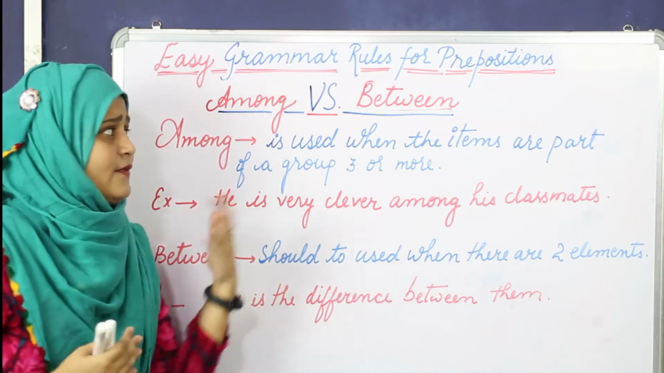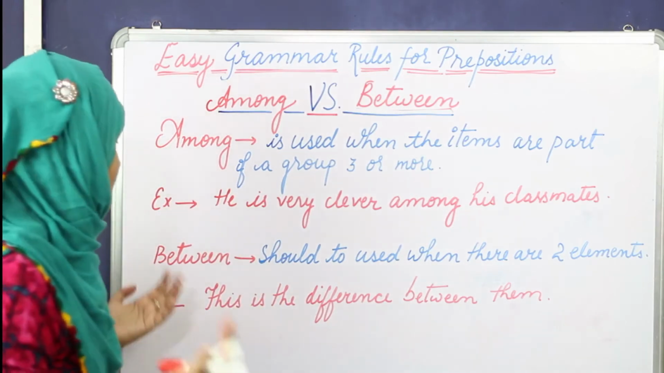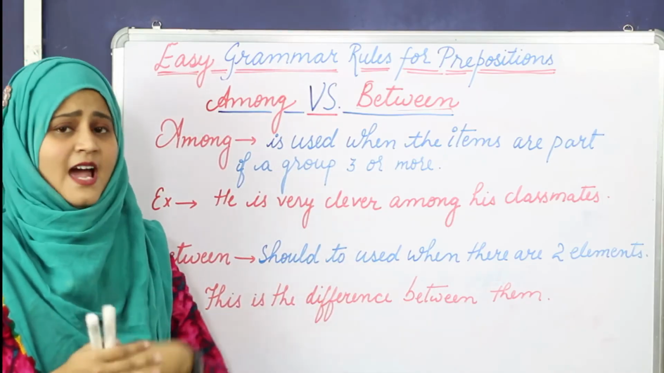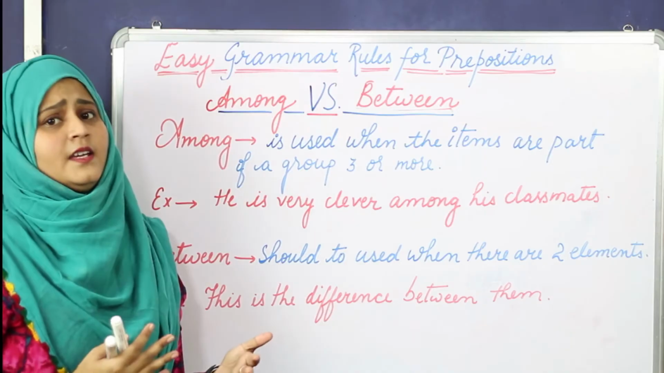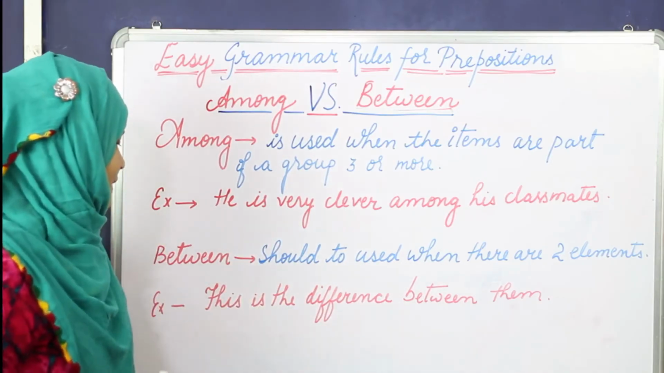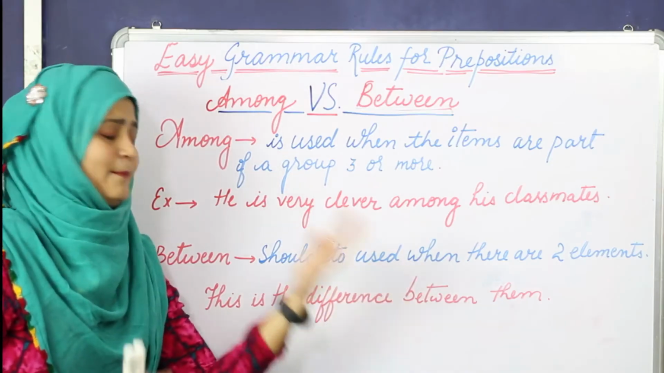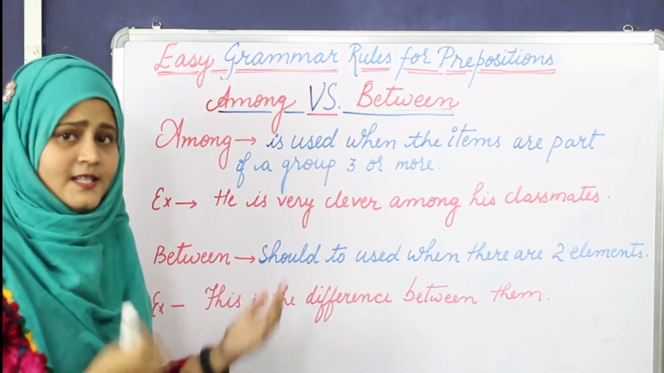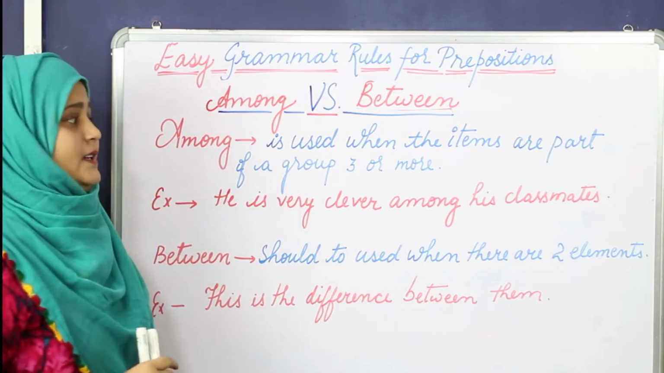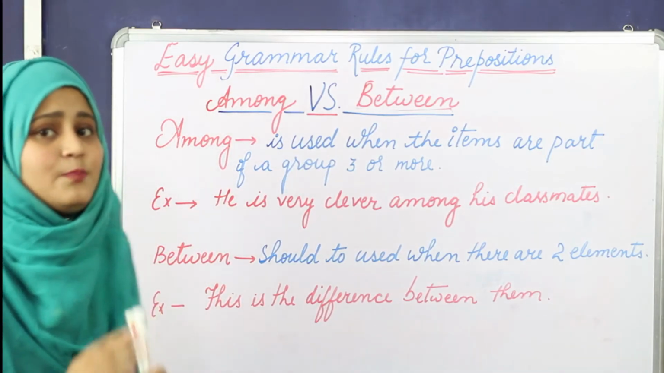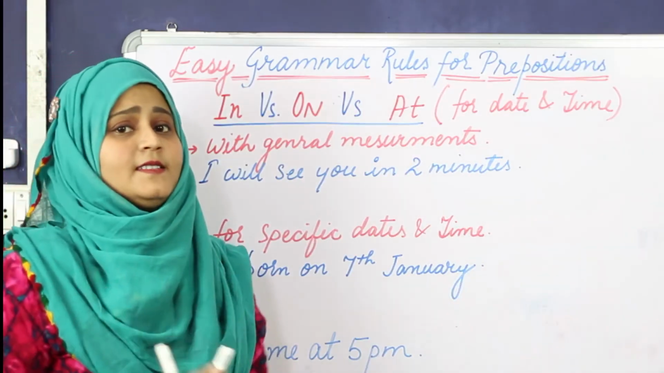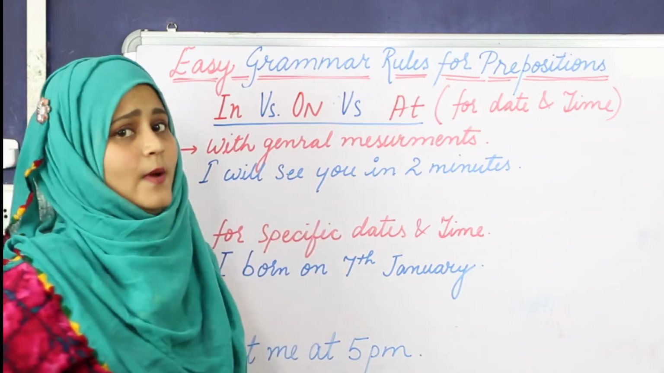Now let's see where we have to use between. Between should be used when there are two elements. If we have any two persons talking, then we use between. For example, this is the difference between them. With this, you have to use these two things, among and between. Let's see the last but not least, and let's see what that is. So viewers, it's the last one but not least.